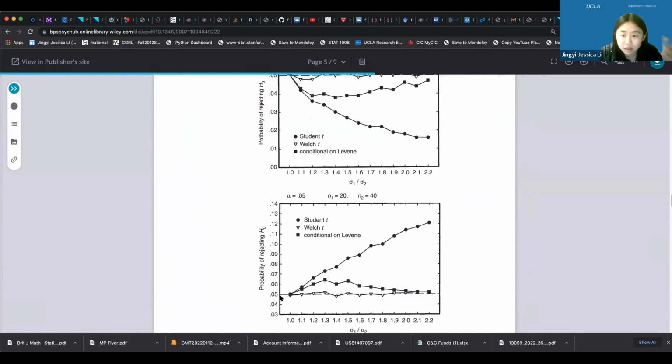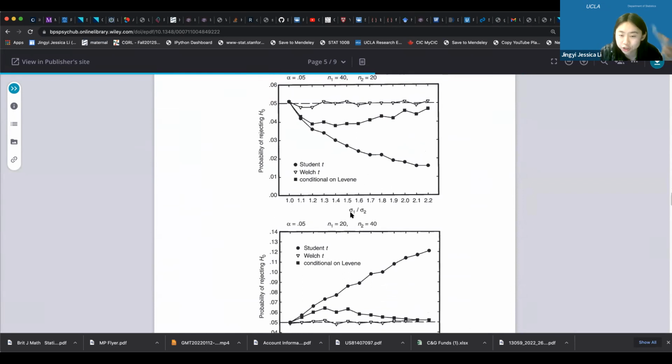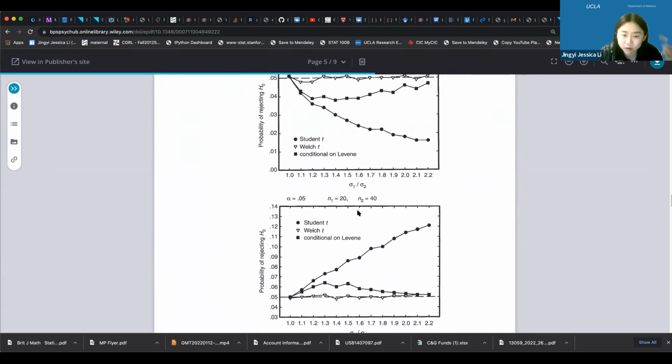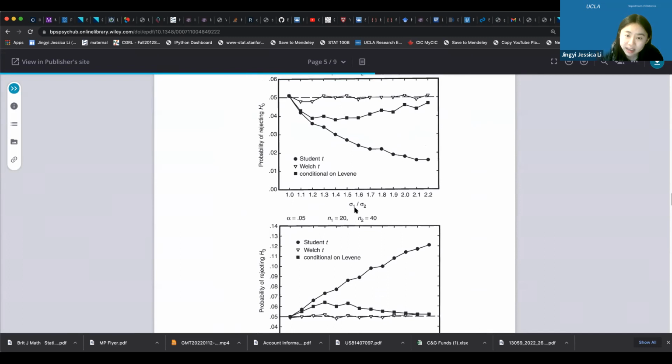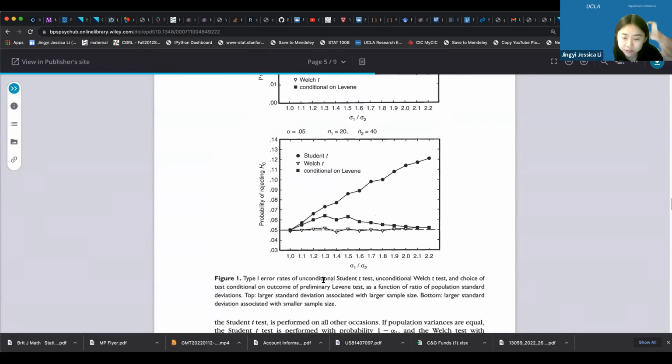Right. So basically, this is the ratio of the two population standard deviations, sigma 1 over sigma 2. I think this is about type 1 error rates of the unconditional Student t-test, the unconditional Welch's t-test, and the choice of test conditional on the outcome of a preliminary Levene test. This is also for testing the equality of variance, similar to the F-test, as a function of the ratio of population standard deviations. Top, larger standard deviation associated with larger sample size. Bottom, larger standard deviation associated with smaller sample size.